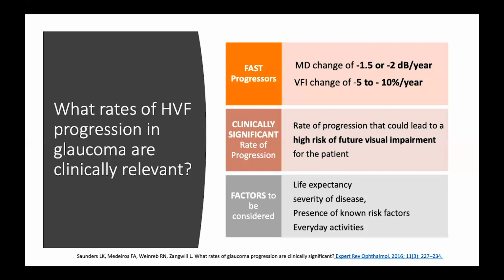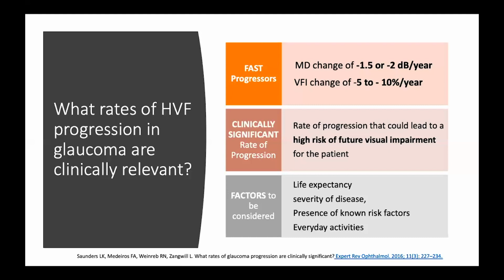Which factors do we need to take into account? Age, in terms of life expectancy, and the severity of the disease. In a very advanced glaucoma, maybe it's not too fast, but there are very few ganglion cells left, and maybe just a little bit more loss in the visual field will be way too much.